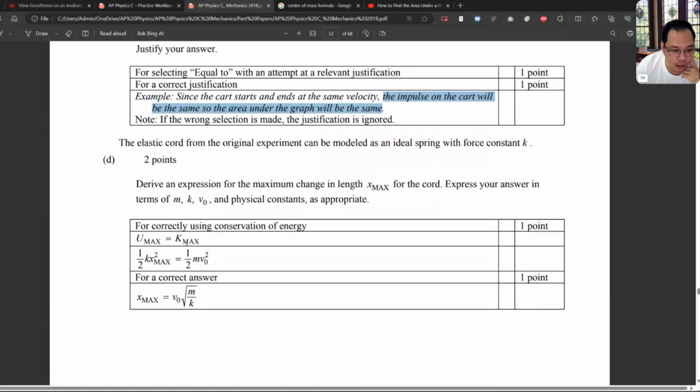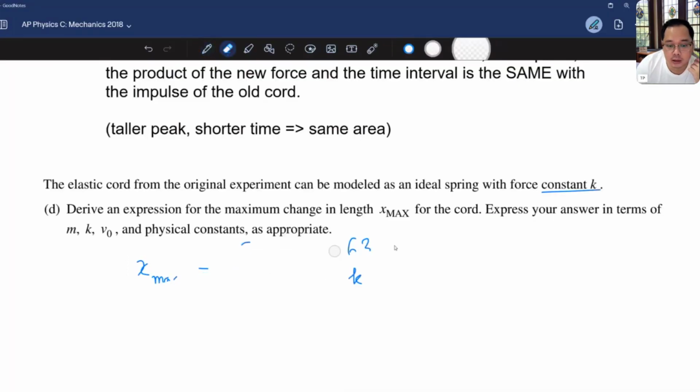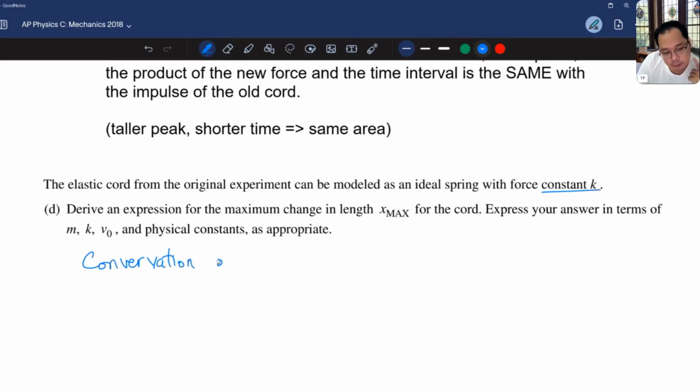Yeah, U max, K max, or they use the conservation of energy. Yeah, conservation of energy, V0. That's it. We can do that also. Conservation of energy, meaning potential energy equal to kinetic energy. The kinetic energy of the car, 1/2 mv0 squared, initial kinetic energy, which is the maximum energy.